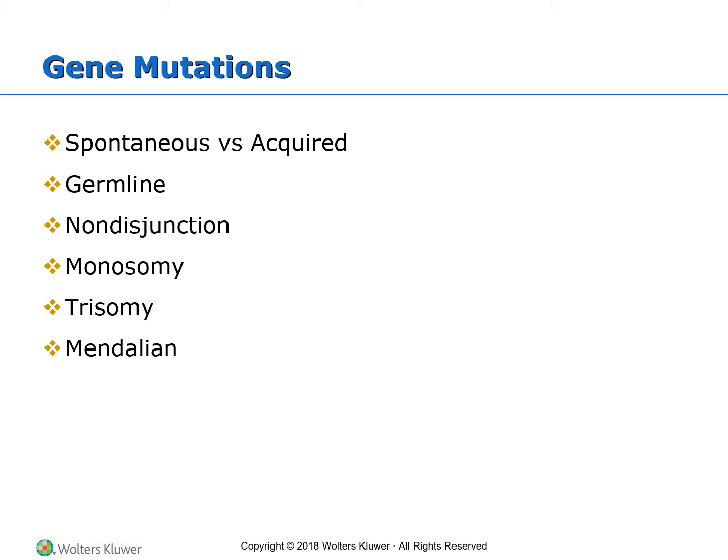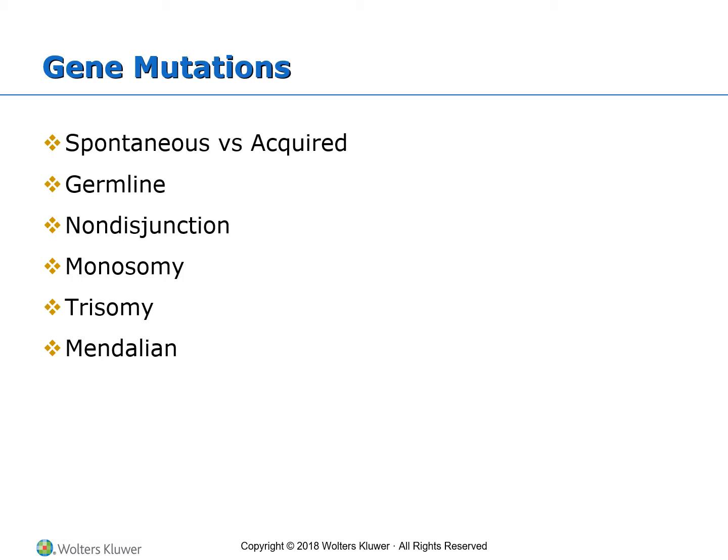Non-disjunction is a condition in which the pair of chromosomes fails to separate completely, resulting in either 2 copies or no copies. So they'll either have 3 chromosomes because the 2 copies were made, or they'll have 1 chromosome because no copies were made. An example of the 3 chromosomes or making 2 copies would be trisomy or Down syndrome. And then Turner syndrome is whenever there are no copies made and there was only the 1 chromosome. Okay.